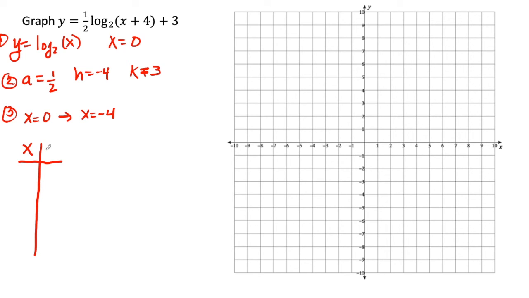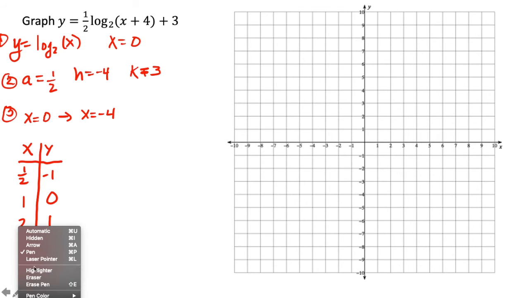knowing some values on my original function, at x equals 1/2, my y value is negative 1. At x equals 0, it's undefined. At x equals 1, my output is 0. When x equals 2, I'm at 1, and when x equals 4, I'm at 2. When I'm at 8, I would be at 3. And so now we can perform the transformation.